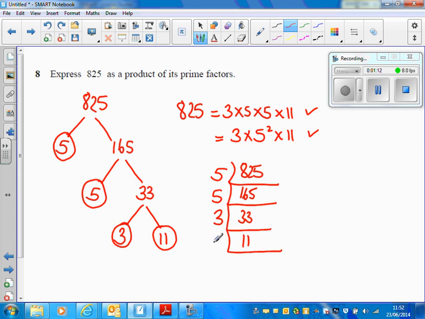Keep dividing until you've got 1. Well, 11 can only be divided by 11, and there's 1. And again, I get the same factors, 5 times 5 times 3 times 11.